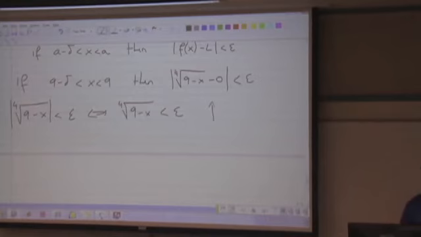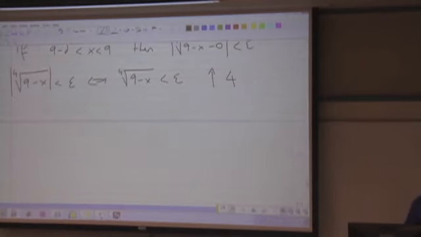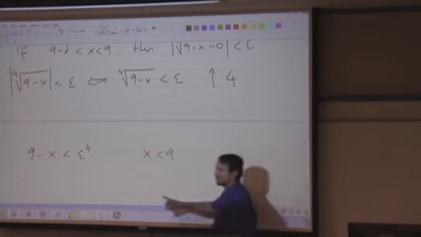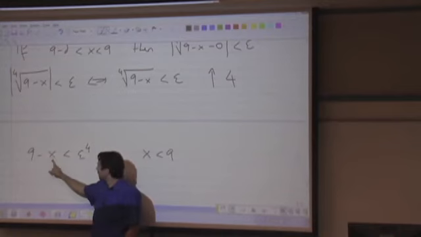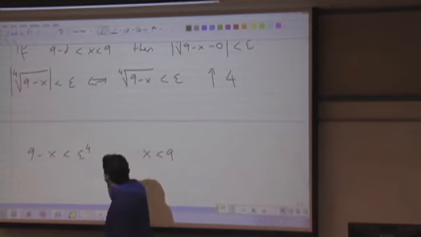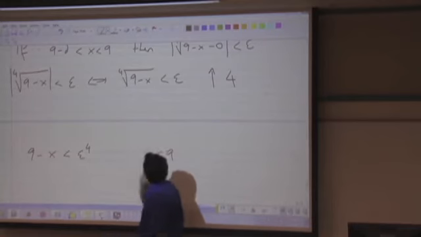Epsilon is always positive. What happens if I raise to the fourth power? I end up with 9 minus x being less than epsilon to the fourth power. Right? Now keep in mind, x is less than 9. And this is actually important because if it's not less than 9, then this makes no sense. Epsilon is a positive quantity. I can't have a negative number. I guess I can, but it's pointless.